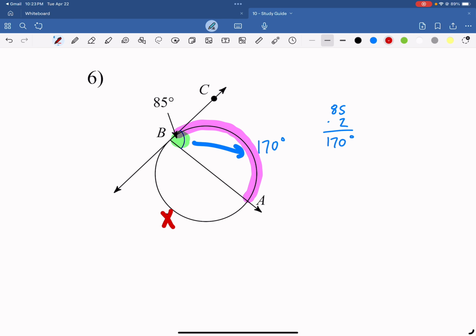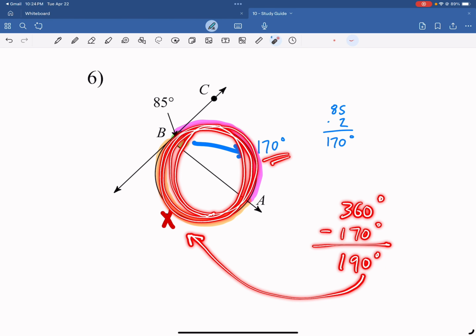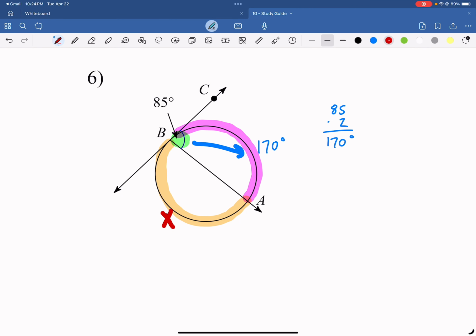They're asking you for this whole thing. That's what they're looking for. What is x? So recall, this is a whole circle. Remember? That is out of how many degrees? 360 degrees. Well, if you subtract away the 170 that we just found, right? This guy right here. Then you're going to get the remainder, which is 190 degrees. That has to be what x is in order to add up to 360, right? So that has to be 190. That has to be the answer.